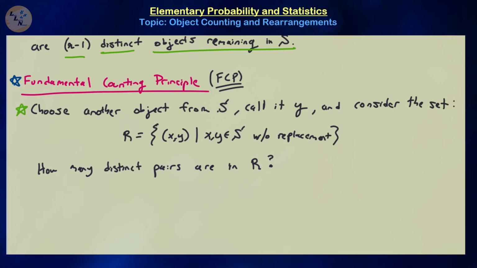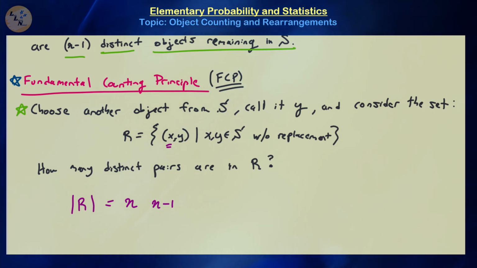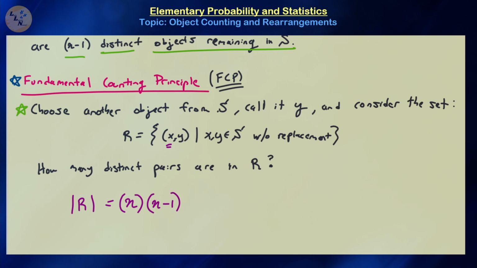So the fundamental counting principle says that the number of elements in the set R is going to be equal to, well, if we focus on the very first element, how many elements could it have been? Well, there were n distinct objects in the set originally, therefore there should be n possible choices for x. Well, how many possible choices are there for the second element? Well, that's going to be n minus 1. And the fundamental counting principle says the number of objects in this set R, or the number of distinguishable pairs x comma y, is actually just going to be equal to n times n minus 1.